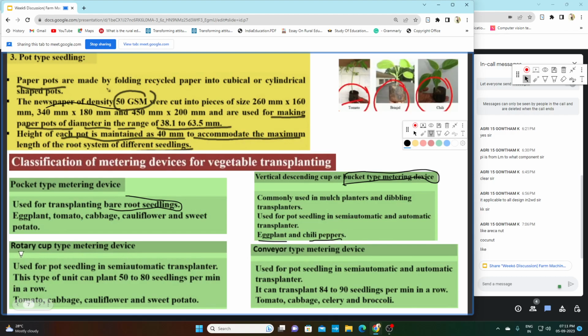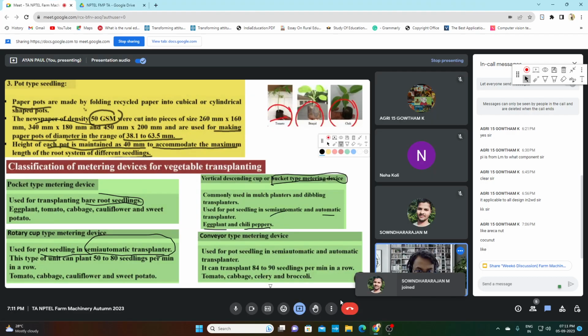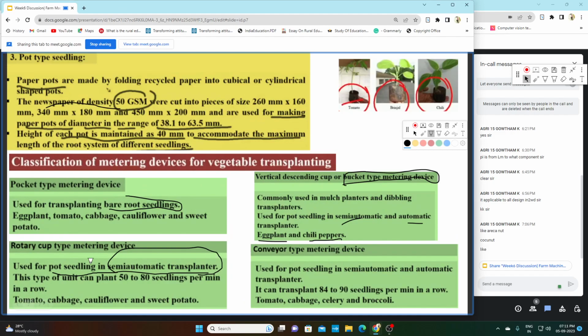Then rotary cup type metering devices. This is also used for pot seedling. The bucket type is used for both semi-automatic and automatic transplanters, but the rotary cup type is used only for semi-automatic transplanter. This type of unit can plant 50 to 80 seedlings per minute per row, and for tomato, cabbage, cauliflower, and sweet potato we use this rotary cup type metering device.